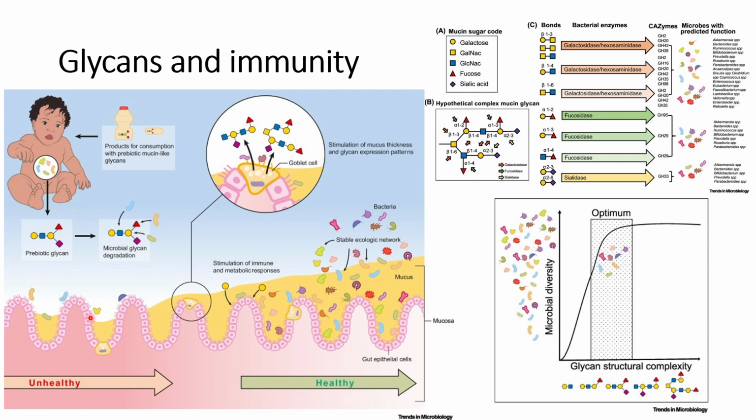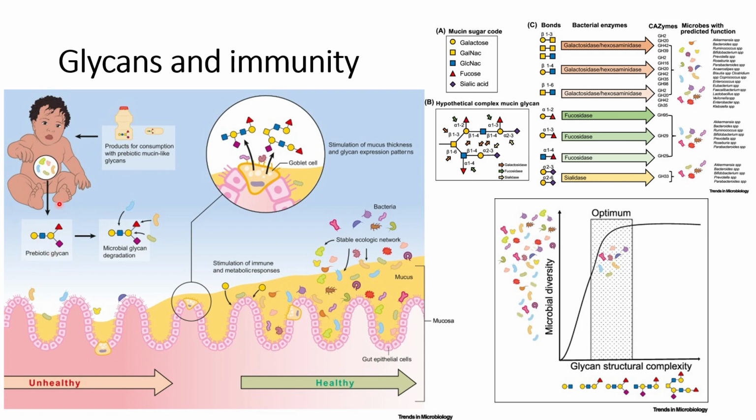Whereas in this case, the bacteria can directly penetrate into the gut epithelial cells and cause immunosuppressive reactions. So how can this gut mucosal thickness be increased? It can be increased by increasing the prebiotic mucin-like glycans in the food of the infant.